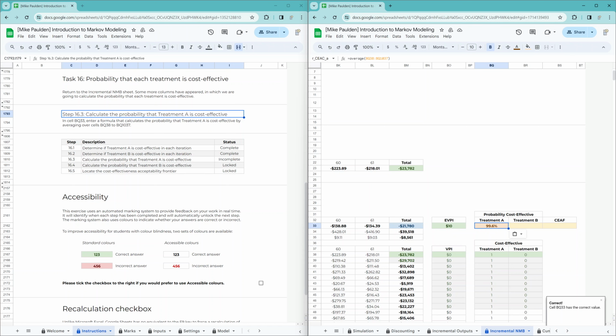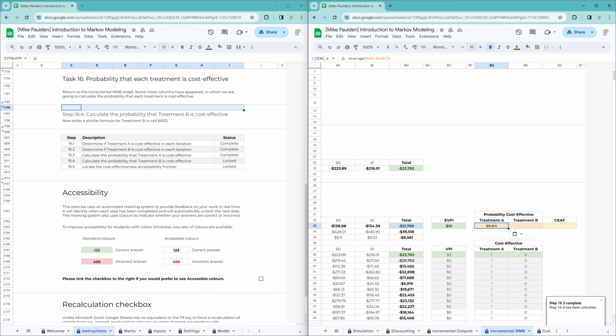VPI, where treatment B was cost effective. There were just a handful of them. And you can see out of 1,000, well, not very many. 99.6% have A being cost effective, just 0.4% would have B being cost effective.